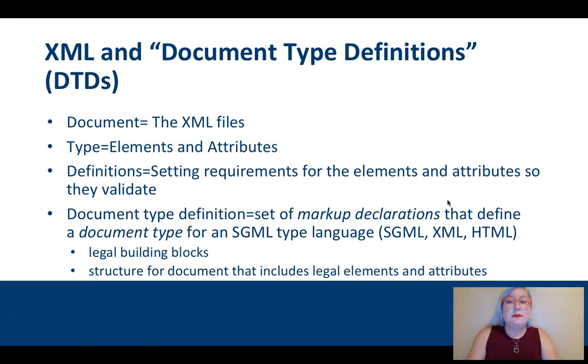DTDs, also known as document type definitions, are really a nice set of markup declarations that we use to define some kind of document type for an HTML type language. So it could be HTML, XML, or HTML. They provide the legal building blocks and the structure for a document that includes the kinds of elements and attributes that can be included. So depending on the XML schema, for example, you might be using VRA or something else, and those all have specific document type definitions that your metadata and thus your XML adhere to.